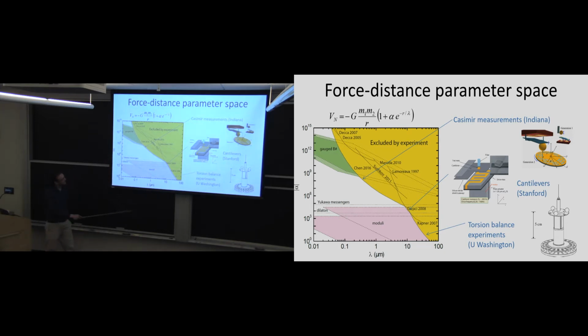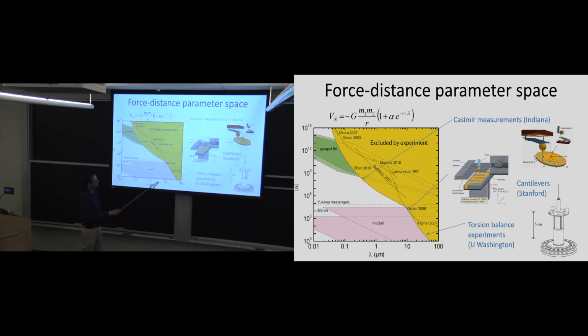The area in the yellow shaded region is what's been ruled out by experiment as of the current date. The best limits at tens of microns of length scale come from precision torsion balance experiments done at the University of Washington, where they have a high sensitivity pendulum that's attracted to an attractor mass, and then the torsional oscillation of this is observed as it's connected to a torsional fiber.